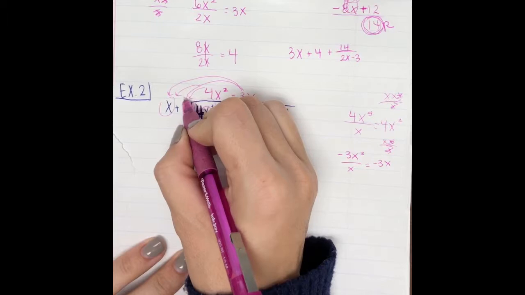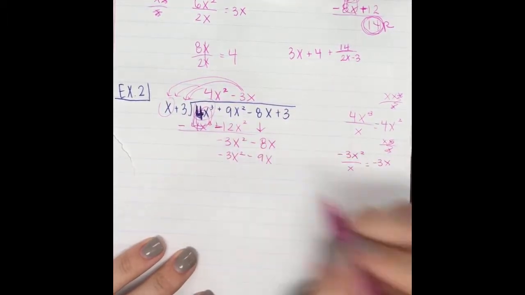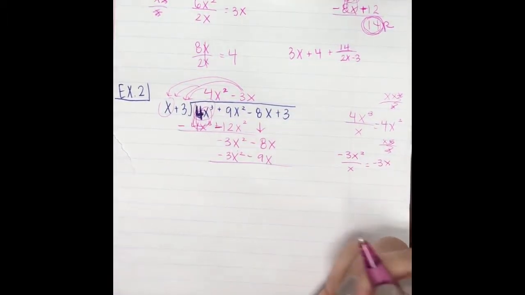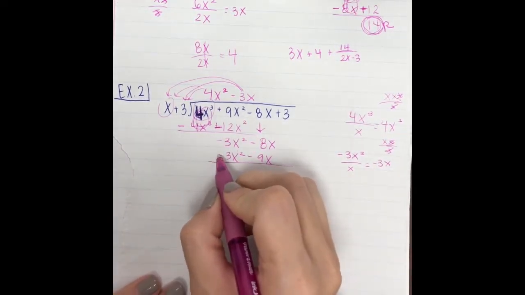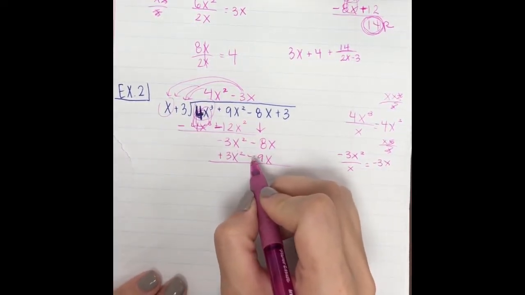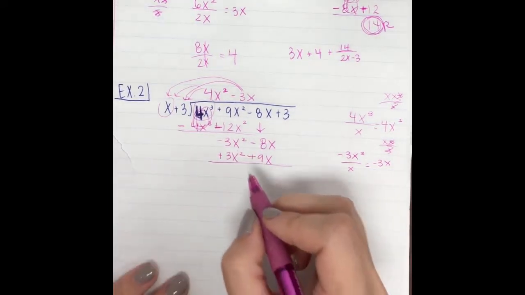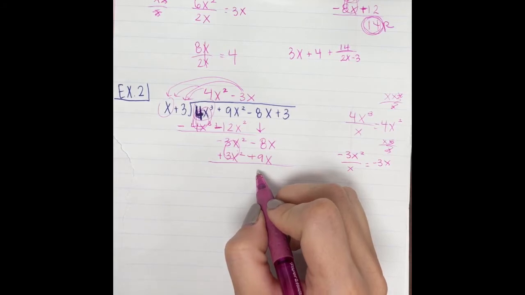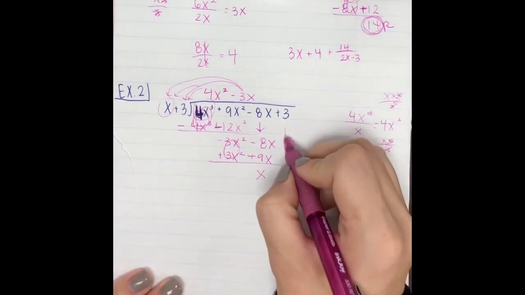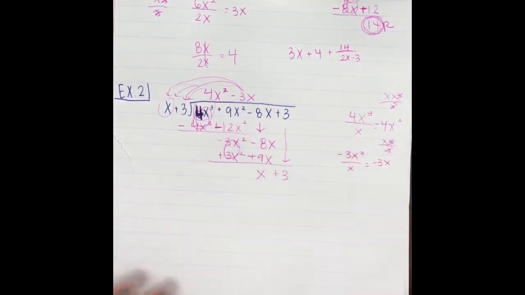Negative 3x times 3 is a negative 9x. But we have to subtract, which is going to change the sign of everything, because minus a negative makes a plus, minus a negative makes a plus. So these cancel. Negative 8x plus 9x leaves us with just 1x. And we bring down our plus 3.